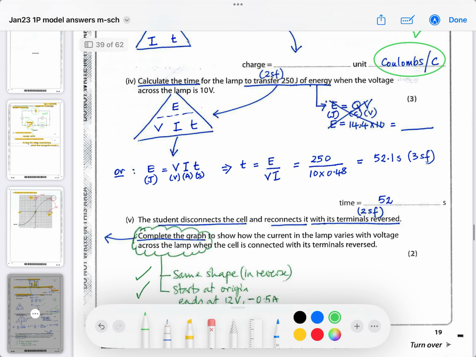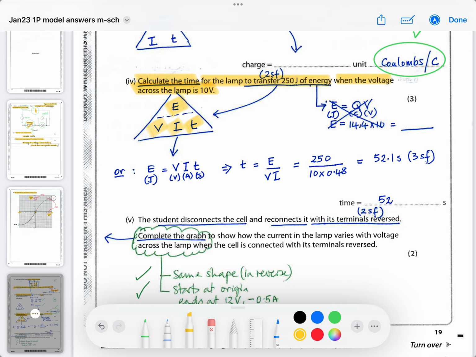Okay, the next part of the question is about energy transfer. Okay, so when you're looking at energy transfer, they want you to calculate the time this time for the lamp to transfer 250 joules of energy, when the voltage that we looked at across the lamp is 10 volts. Okay, so we know the voltage is 10 volts. Now energy transfer is actually voltage times current times time. Yeah? And you want to find time.